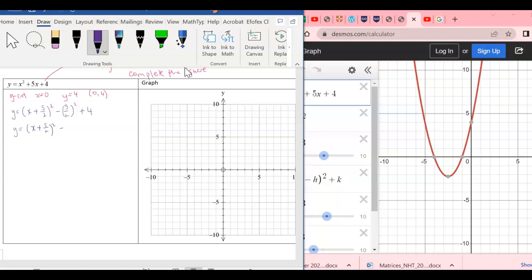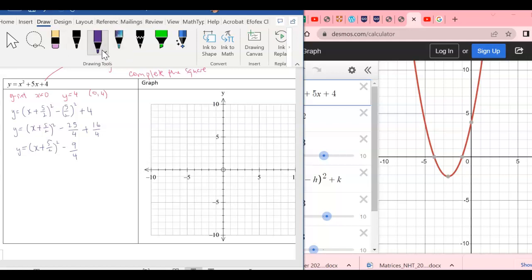Now, 5 squared is 25, and 2 squared is 4, so I'm going to have minus 25 on 4. Now, because I'm going to be adding another number, I'm going to change that 4 to be 16 over 4. The reason I did that is so I've got the same denominator. When I'm adding or subtracting fractions, it's much easier to do it when you've got the same denominator. All right, so let's write that down. Minus 25 on 4 plus 16 on 4 is minus 9 on 4. So there's our quadratic equation in turning point form.